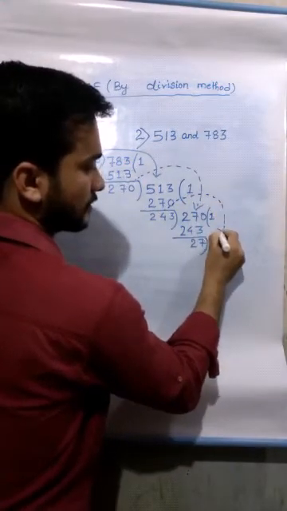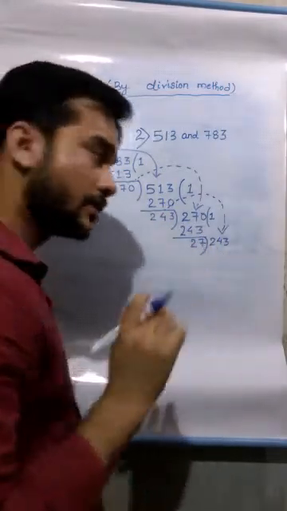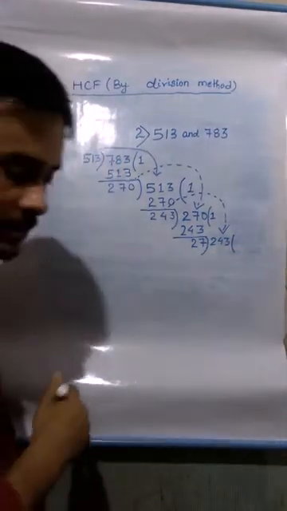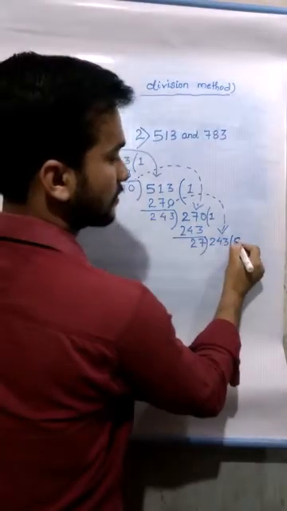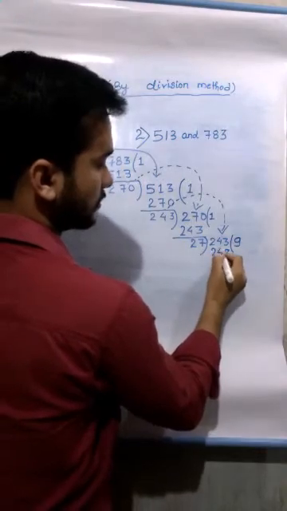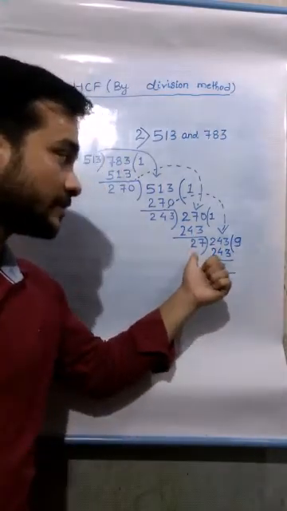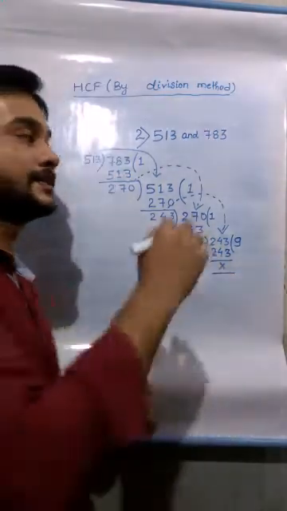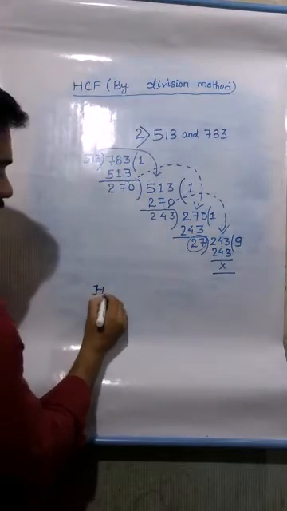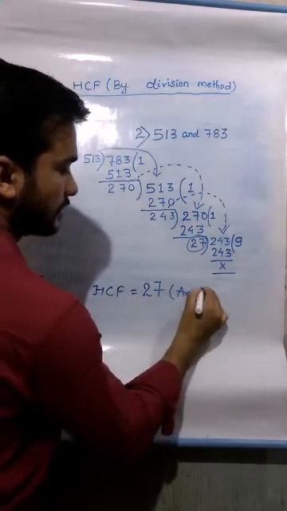See this, 243. These arrows are just for your understanding. So 27, how much is 243? 27 9s are 243. So we get the remainder as 0. So what will be the HCF? The last divisor will become the HCF. So this is the last divisor, 27. We will write HCF is equal to 27, and this is the answer.